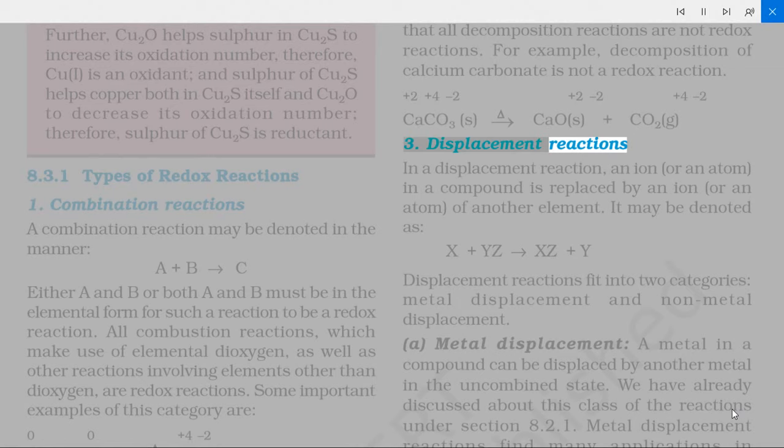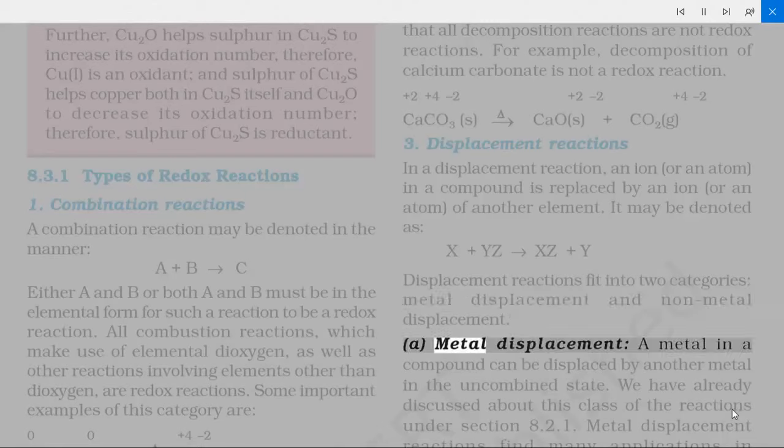3. Displacement reactions. In a displacement reaction, an ion or an atom in a compound is replaced by an ion or an atom of another element. It may be denoted as X + YZ → XZ + Y. Displacement reactions fit into two categories: metal displacement and non-metal displacement.